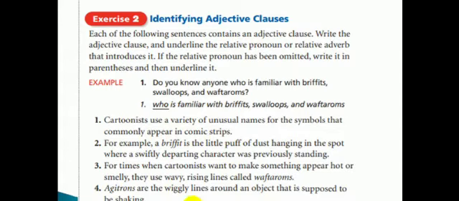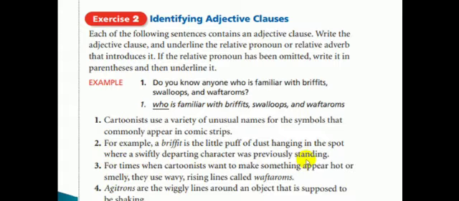Number 2, for example, a brevet is the little puff of dust hanging in the spot where a swiftly departing character was previously standing. I look for the relative pronoun, which is where. So this clause is adjective clause, where a swiftly departing character was previously standing. All this is an adjective clause.